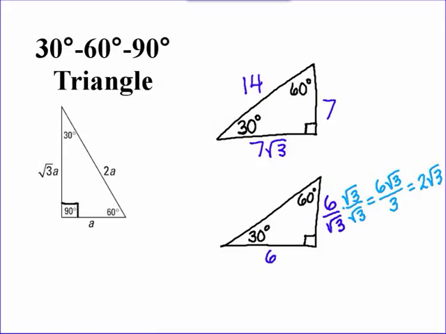What's the hypotenuse going to be? 4 root 3. You just take that number and double it. Yep, you double it. Okay, so that's the 30, 60, 90 triangle. Eventually we're going to talk about sine, cosine, and tangent of the 30, 60, 90 triangles. We're going to do that tomorrow.